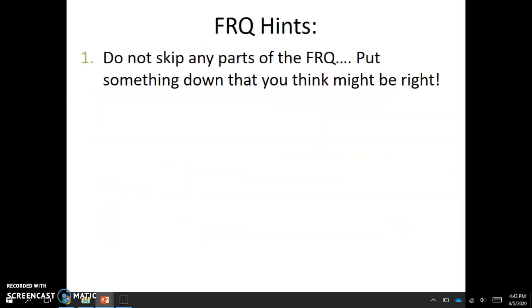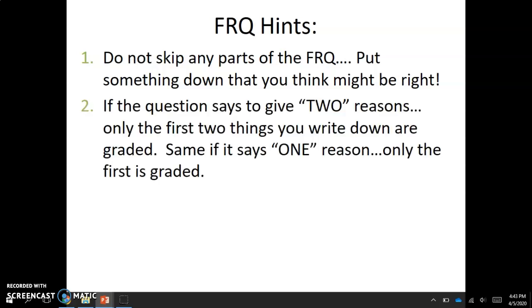Don't skip anything. Put something down that you might think is right, because if you don't answer it, you're sure as heck getting it wrong. But sometimes the universe smiles upon us, and we can pull something out of our brain that we think is wrong, but it's actually right. So don't skip anything. If it says to give 2 reasons, only the first 2 things you write down are graded. Same if it says 1 reason, only the first is graded.